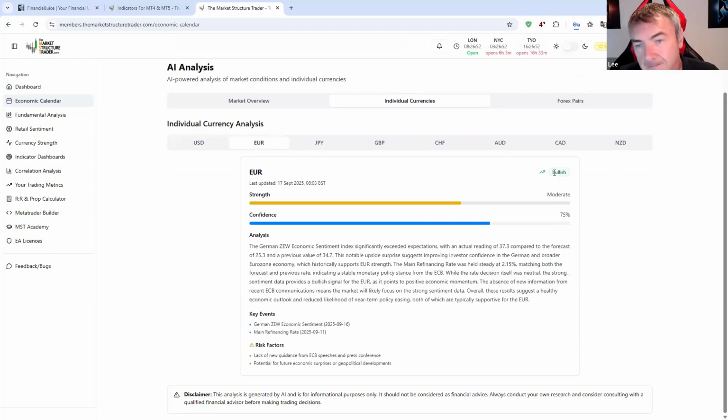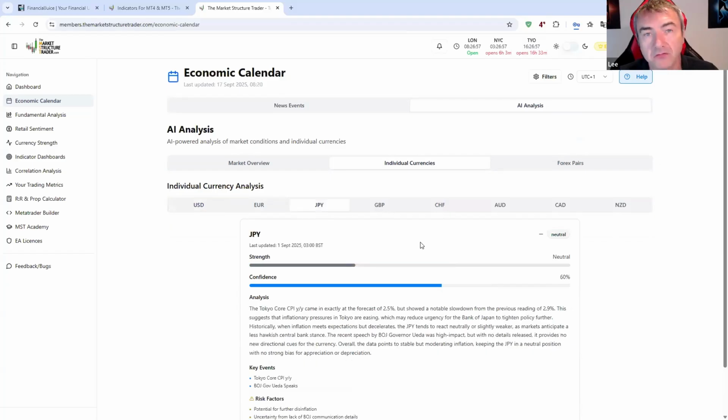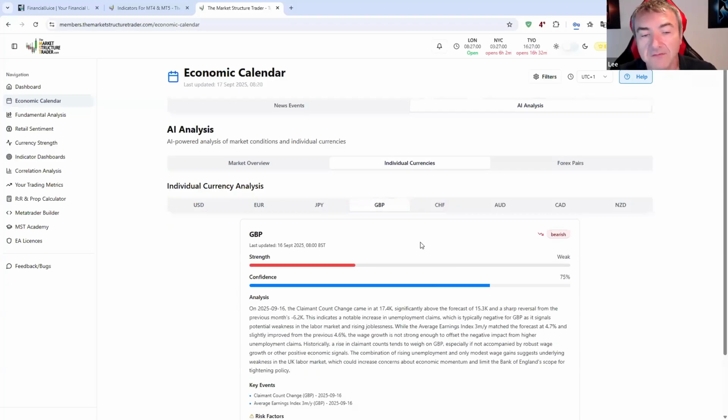It gives you a bullish, neutral, or bearish stance based on what the most recent data has been. So if you've had a lot of weak data coming out, that currency is likely to be weak.